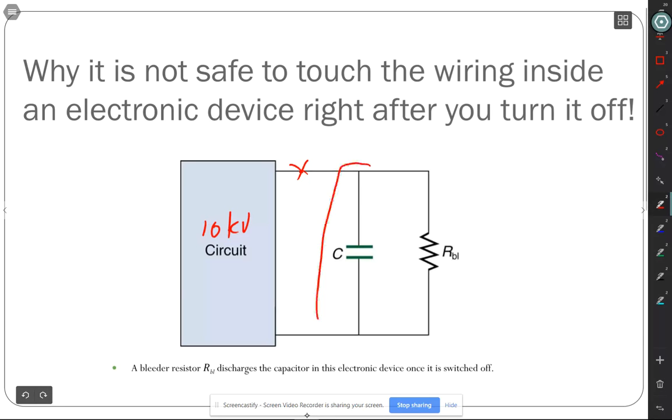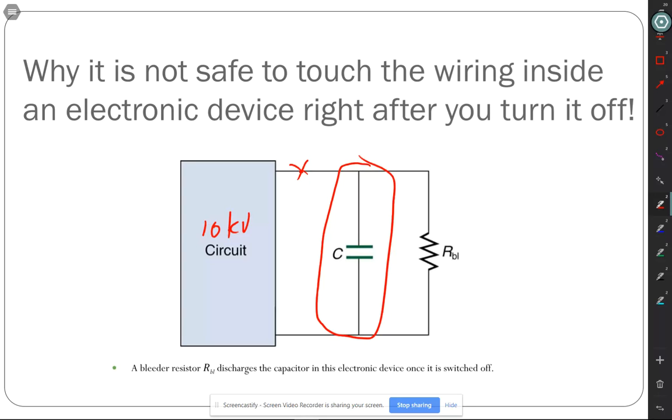Because you're still storing energy on this capacitor, you need to wait until that capacitor is drained. And sometimes there is no load on that capacitor unless a certain switch is flipped, so it can sit there and hold a high voltage for a very long time.